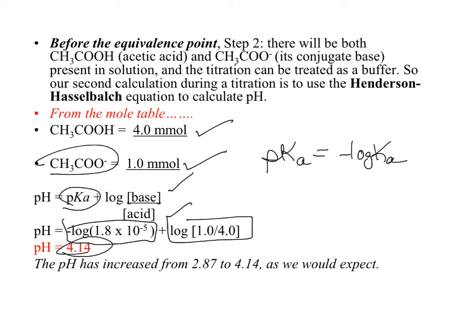So the pH at this point was 4.14. That's after you add 10 milliliters of sodium hydroxide. Just a reminder, the pH in the beginning, before we added any hydroxide, is 2.87. It's a good idea not to forget your common sense when you're doing these problems. As you add more and more sodium hydroxide, your pH better go up with each step.